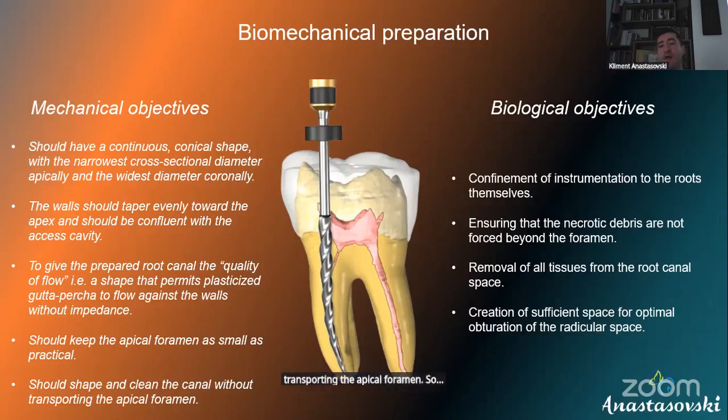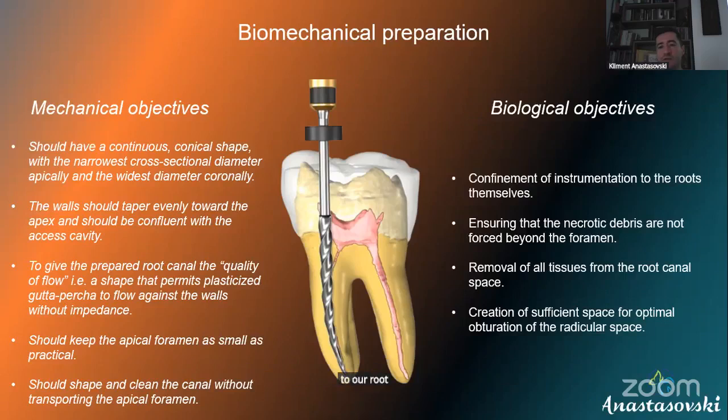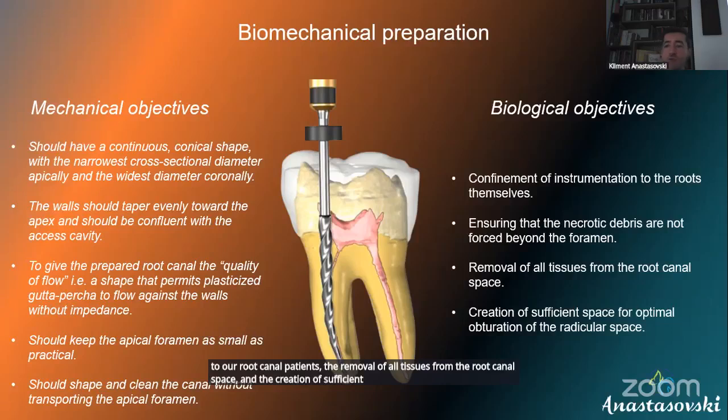So those are the mechanical objectives, and the biological objectives of this step of the procedure are the confinement of instrumentation to the roots themselves to ensure that the necrotic debris is not forced beyond the foramen, and by that causing flare-ups and a lot of postoperative pain to our root canal patients. The removal of all tissues from the root canal space, and the creation of sufficient space for optimal obturation of the radicular space.